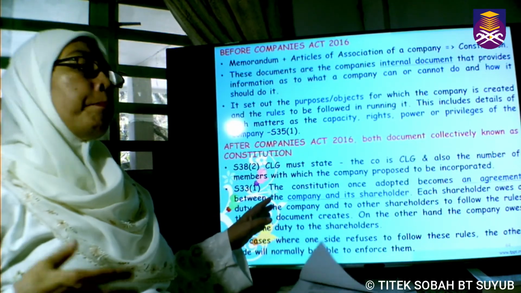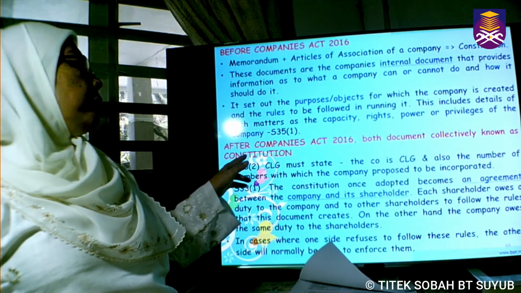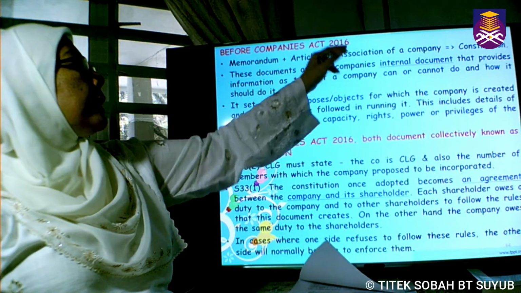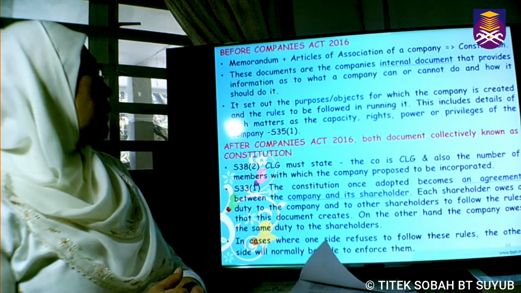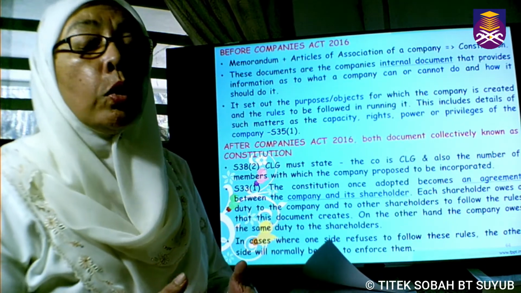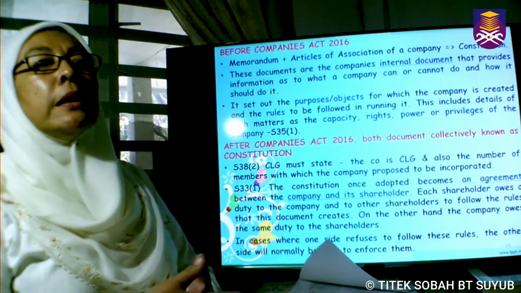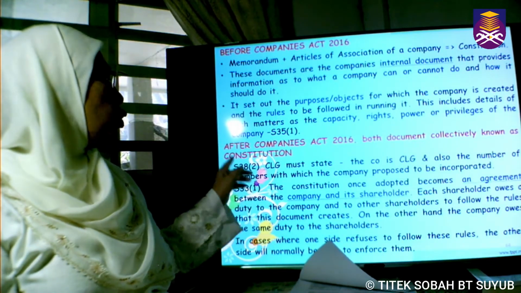So what happened after 2016? After we have this Companies Act 2016, both documents, the memorandum and articles of association, are now collectively known as the Constitution. Meaning both documents have been combined together. Now we have only one document, which is known as the Constitution.